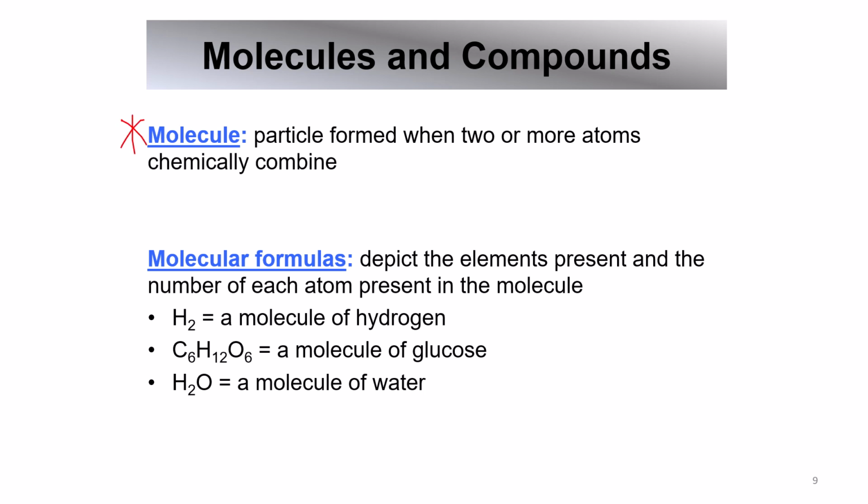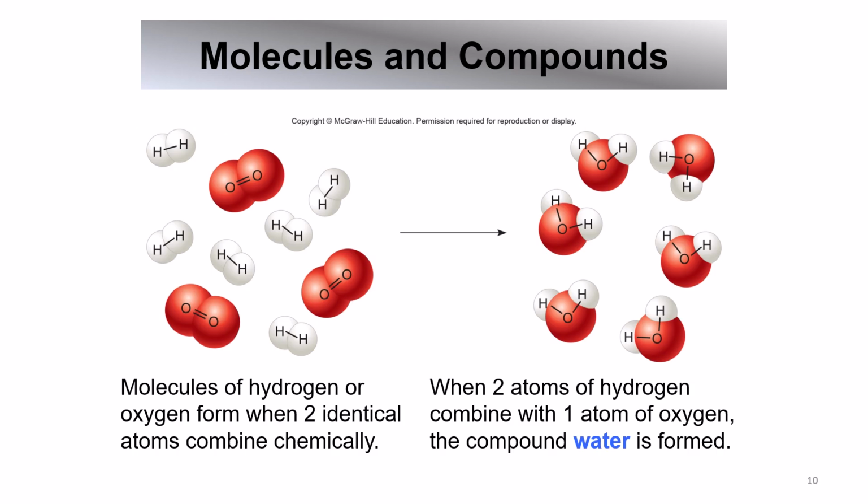Molecule means when 2 or more atoms combine. And so here at the bottom are some examples of molecules. H2, well, it's made up of more than 1 hydrogen. Or C6H12O6, glucose, well, that's a molecule as well. It's got more than 1 atom. Or H2O, that's a molecule of water. These are some pictures showing the molecules.